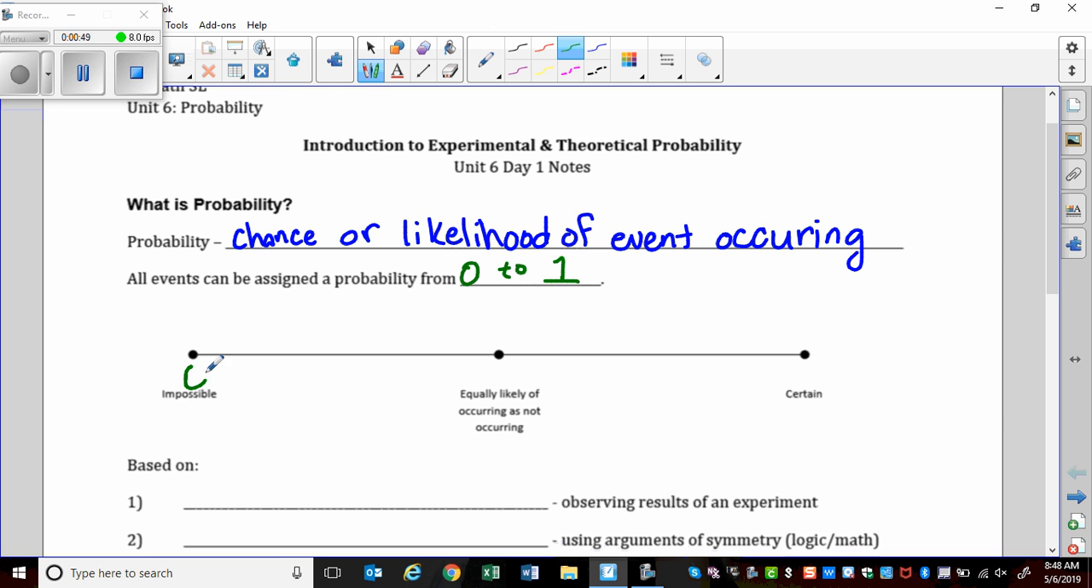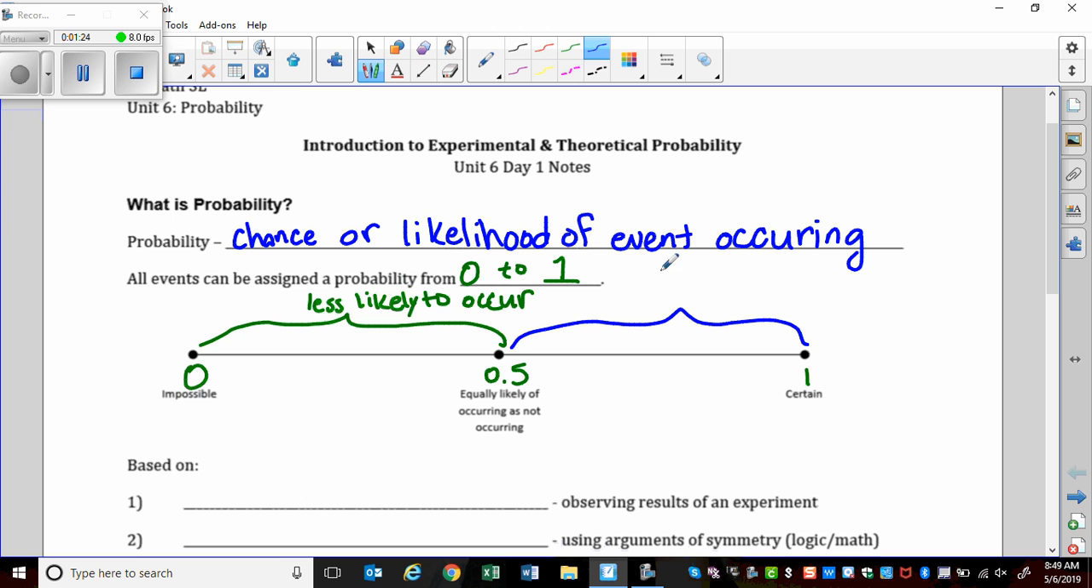0 means it's impossible for it to occur. We have like a 0.5 or 1/2 means that it's equally likely to occur and not to occur. And then number 1 would be certain to occur. So this is less likely. 0 to 1/2 is less likely to occur. And then we have more likely to occur on this side.